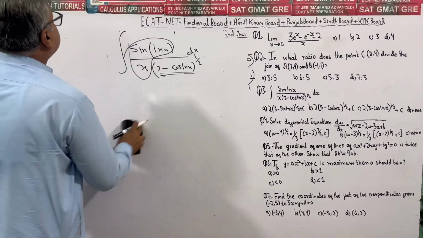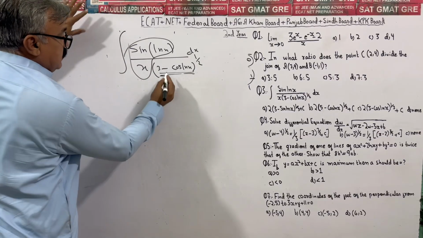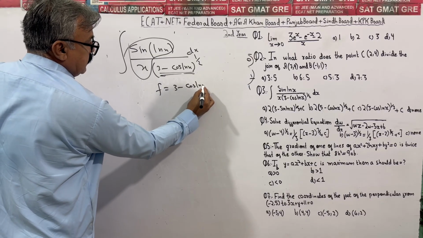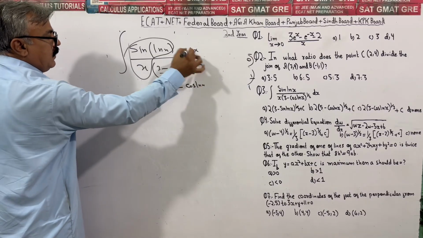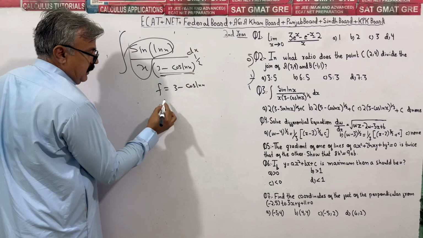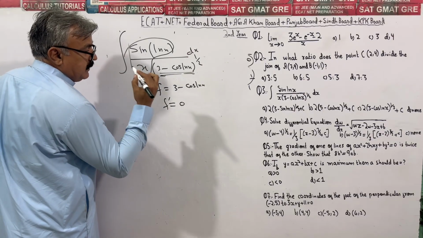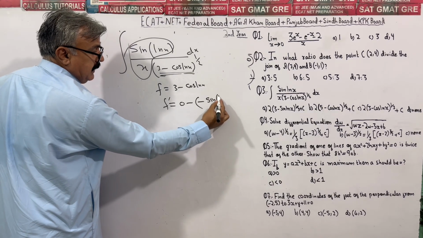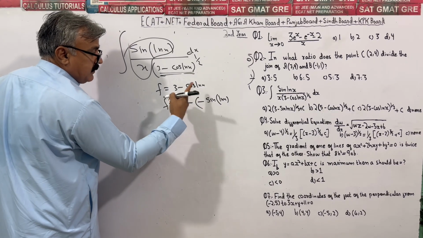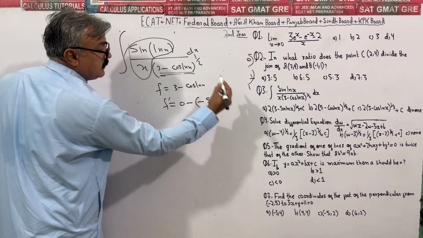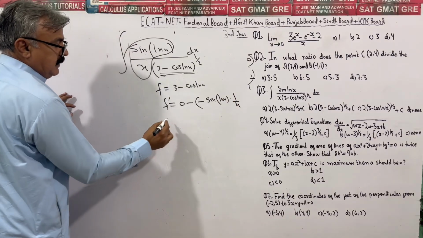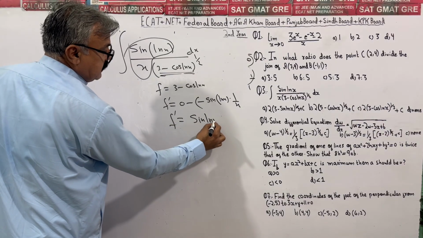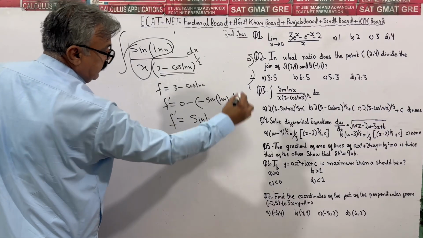Okay. Now suppose f is equal to 3 minus cos ln x. In case of supposition, don't take the overall power. f dash: the differentiation of 3 is 0, minus the differentiation of cos, which is negative sine, angle same. Then the differentiation of the angle is 1 over x. It will become minus minus plus sine ln x into 1 over x.